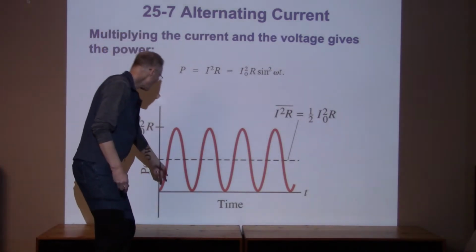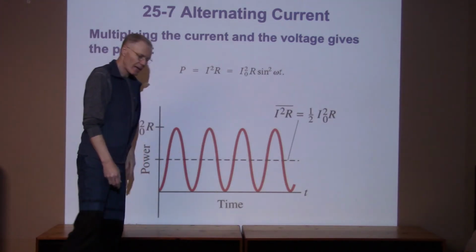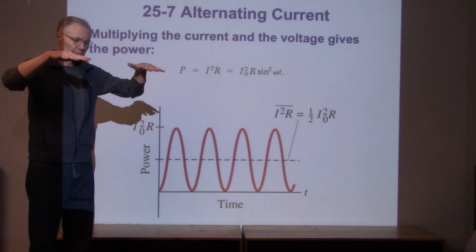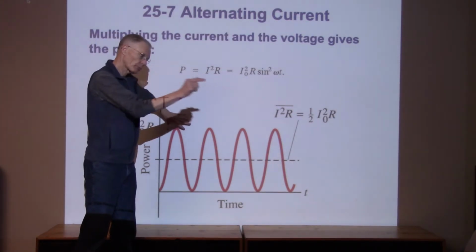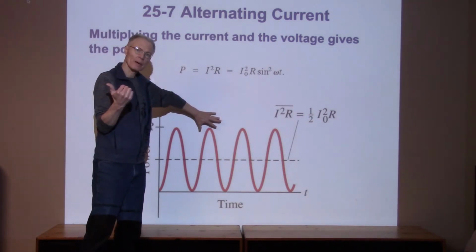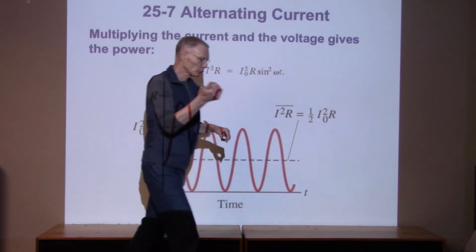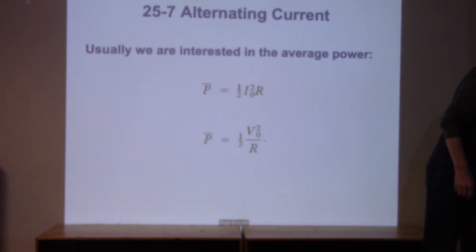And so what's happening here is we're getting these pulses of power as the current picks up and then drops off. One of these will be from current going in one direction. The next pulse will come from the current going in the opposite direction. And they'll just alternate as time goes by.